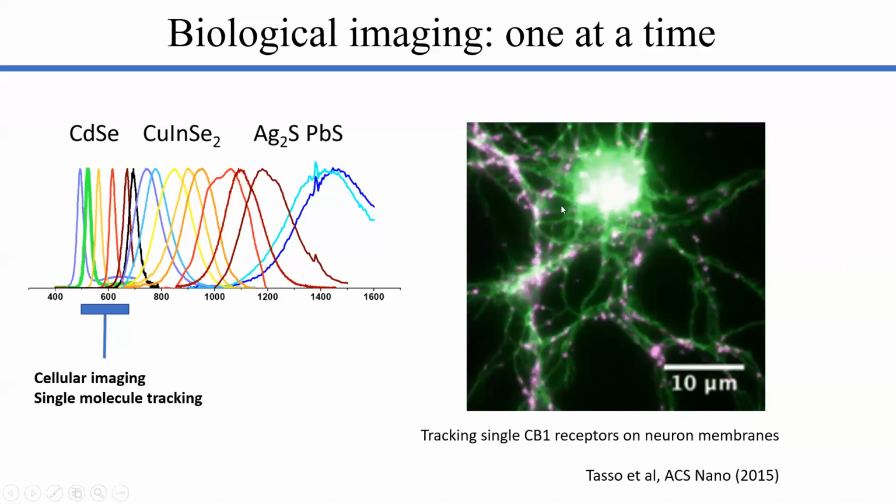In practice, it looks like this. You can see that this is the body of a neuron. It has many dendrites and axons that extend out towards other neurons. And this green fluorescence is from another molecule that's just here to see where the neuron is. And these small purple dots, each of these purple dots represents the fluorescence emission from one quantum dot that is bound to one receptor.